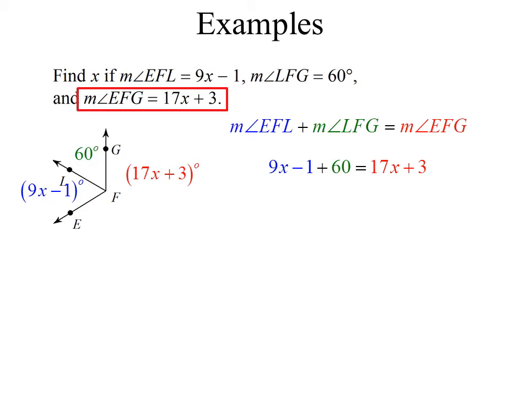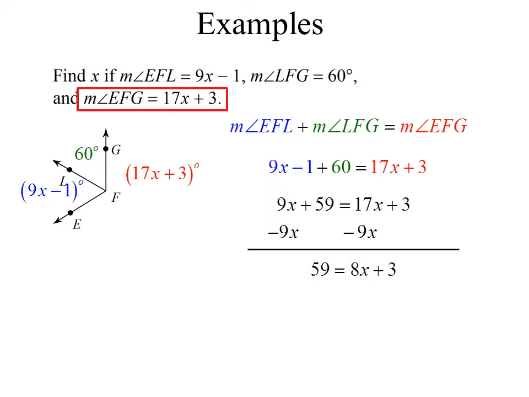Now we have an equation that we can solve. So let's first of all combine all of our like terms on the left side of the equation. And I have 9x plus 59 equals 17x plus 3. Let's subtract 9x from both sides. And let's subtract 3 from both sides. I have 56 equals 8x, so we know that x equals 7.